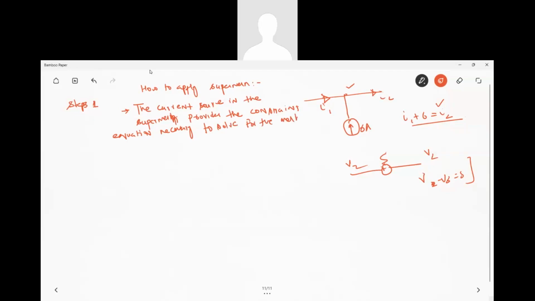Now you understood how KVL and KCL are applied. Yes, sir. Electrical engineering is only about how to apply KVL and KCL. If you know the directions, you are getting confused about plus, minus, sometimes this, sometimes that. Now everything got cleared. Good. Understood now how it is happening.